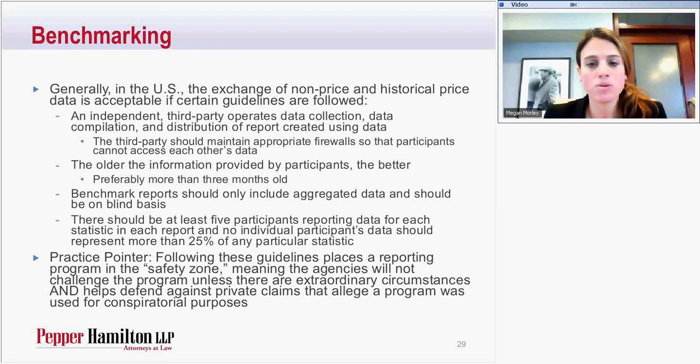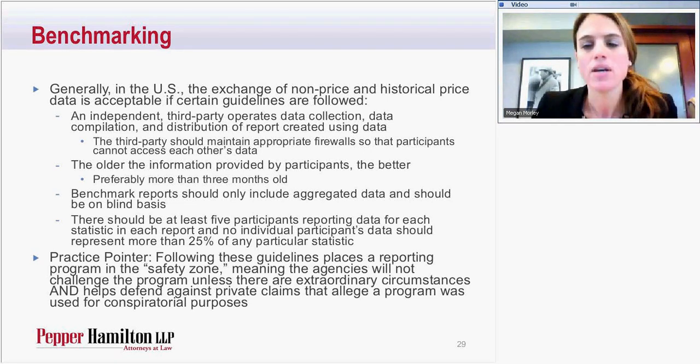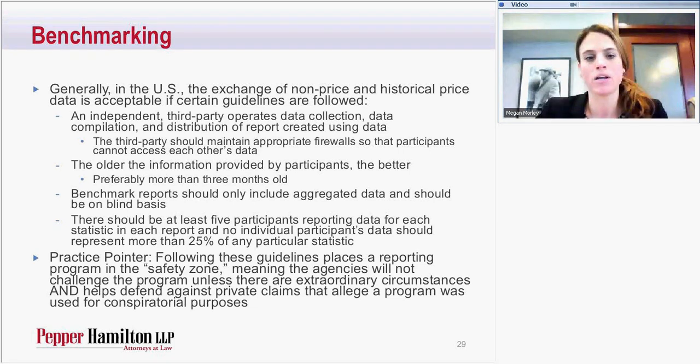Also importantly, for each statistic, no member should have more than a 25% share of any particular statistic. So again, if you're looking at a statistic for a certain region and one player really dominates that market, it's easy to understand what each individual player is doing, as opposed to just looking at the industry as a whole. So those are some good guidelines to follow.